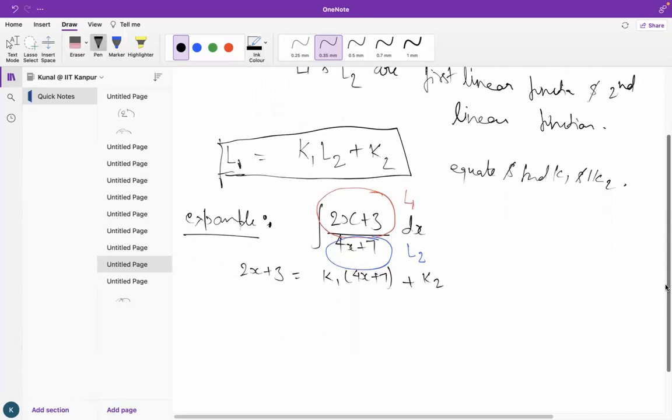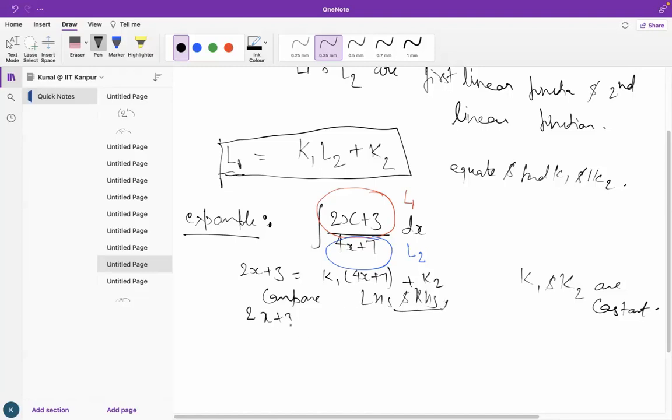We have learned this in partial fractions, like how to compare LHS and RHS and try to find the value of the constants. k1 and k2 are constants here which have some specific value. So we just compare the LHS and RHS and try to find the values of k1 and k2. So 2x plus 3 is equal to 4x k1 plus 7 k1 plus k2.